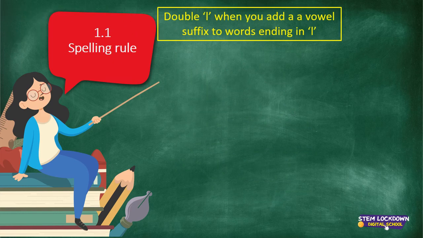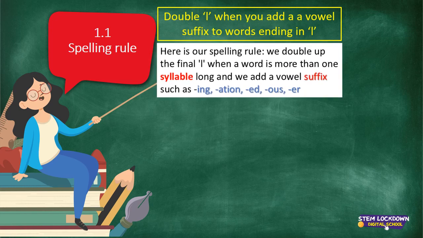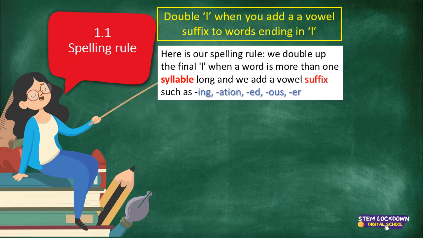Let's start with our spelling rule. Our spelling rule says double the L when you add a vowel suffix to words ending in L. So let's repeat that. We double up the final L when a word is more than one syllable long, and we add a vowel suffix such as ing, ation, ed, ous.